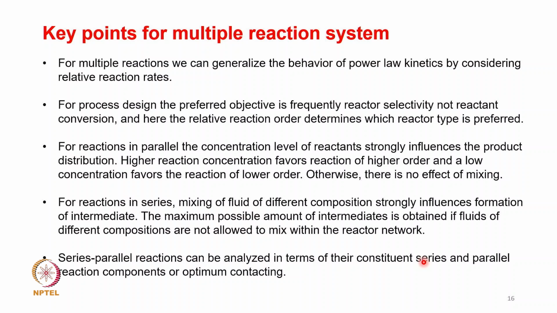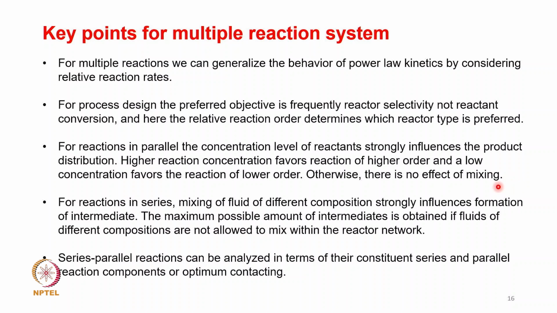So let's summarize some key points that we learned. For multiple reactions, we can generalize the behavior using power law kinetics considering the reaction rate. That's always what we do. For process design, the preferred objective is frequently selectivity and not conversion. Here the relative reaction order determines which reactor type is preferred. Selectivity is, if there are multi-product reactions, how one product is outperforming the other, the preferred product versus the non-preferred product. This aspect is represented by the term selectivity. So, eventually selectivity is a better variable.